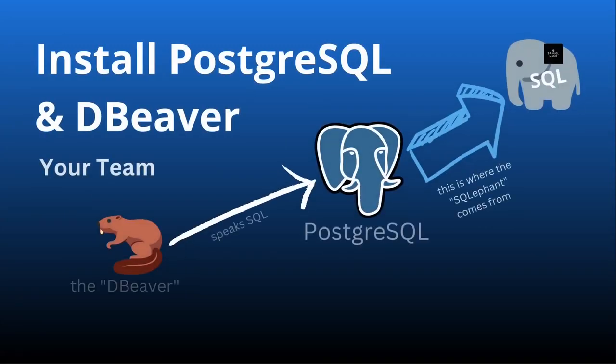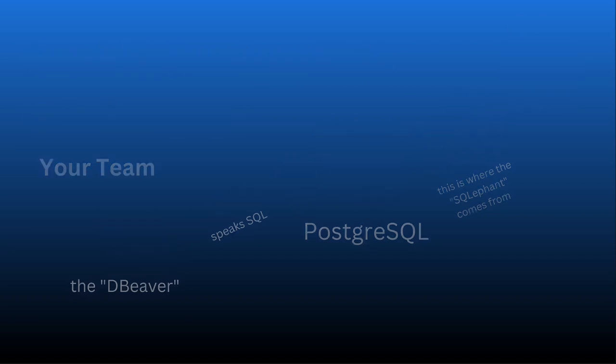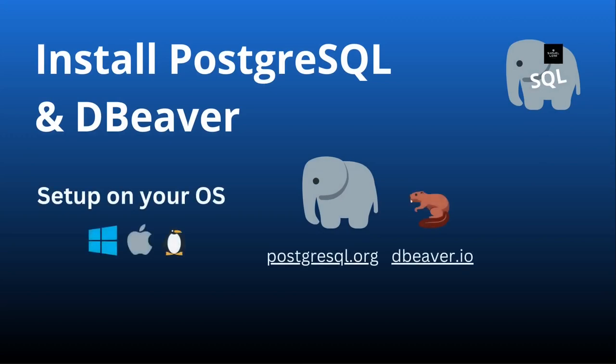In this video, we're going to install PostgreSQL and DBeaver. So this is your team now coming into play. We have a DBeaver who speaks SQL and can talk to the database, which is PostgreSQL. And this is also where the SQL element for our course comes from. For the installation of the two on any of these three major operating systems, we need to go to postgresql.org and dbeaver.io. I will now show you live and in action.